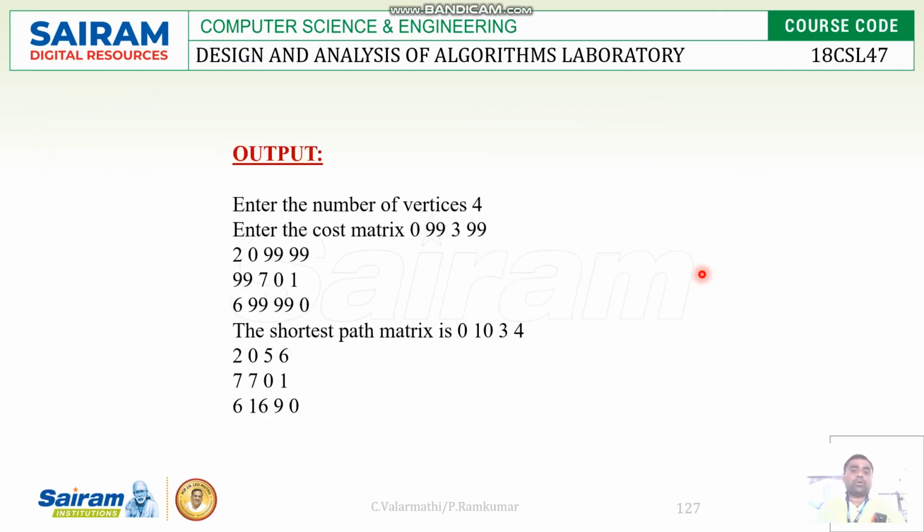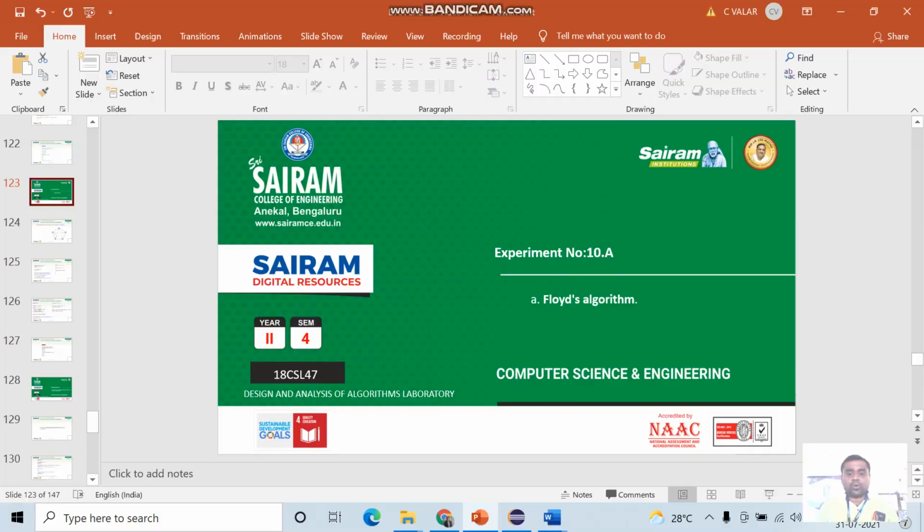So this is an output, number of vertices 4, cost adjacency matrix for this graph has been given, and at last after identifying the cost, again a matrix will be created. This is all about Floyd's algorithm. So now I'll explain you with code.